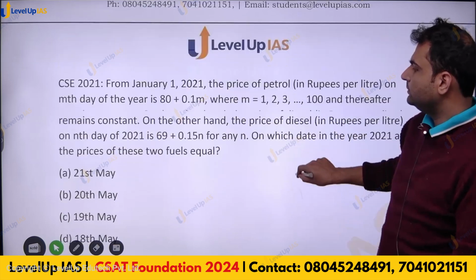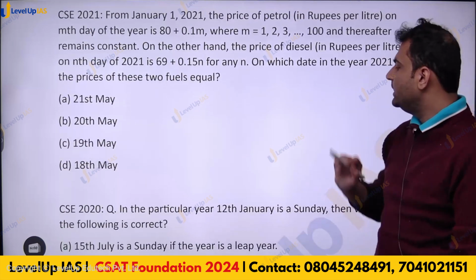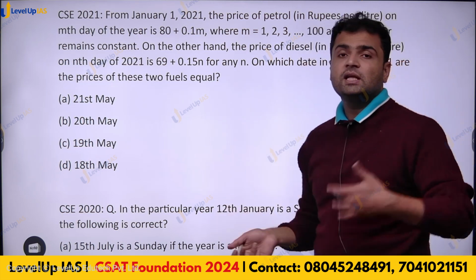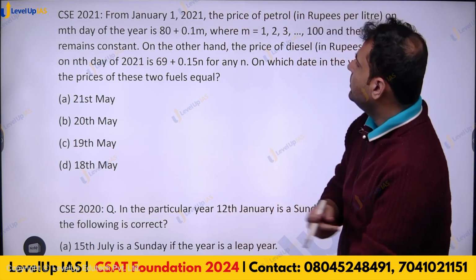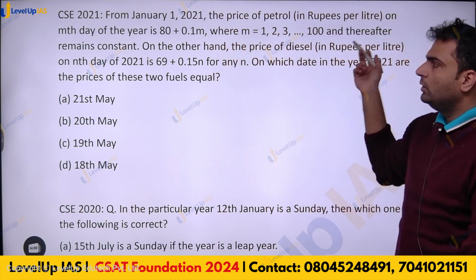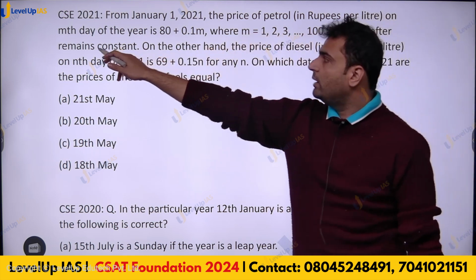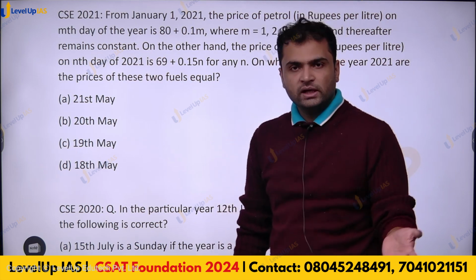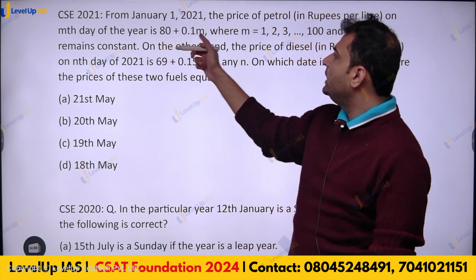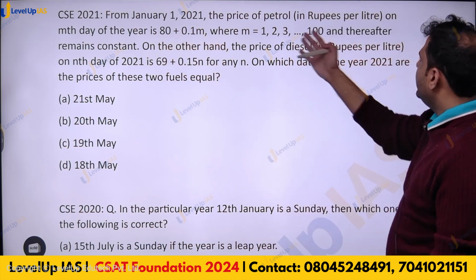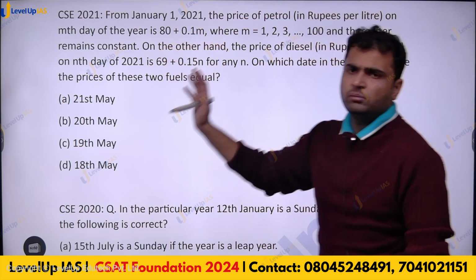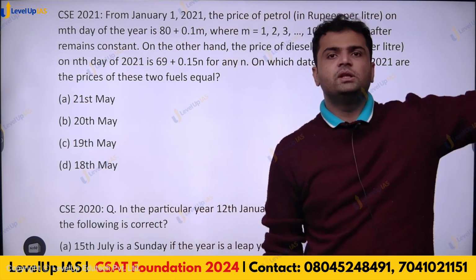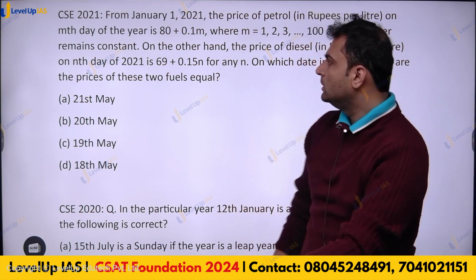Next. Now this is a very interesting question. Now question says it is a mixture of calendars and arithmetic. We have from January 1 the price of petrol and price of petrol on mth day of the year. So January 1 is the first day of the year, January 2 is the second day of the year, and so on. It's 80 plus 0.1 into m, and m is up to 100 and thereafter it remains constant. So up to 100 days, 100th day of the year, price of petrol increases and then it remains constant.